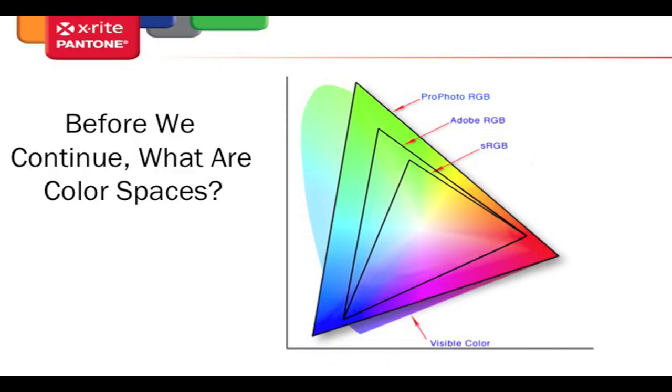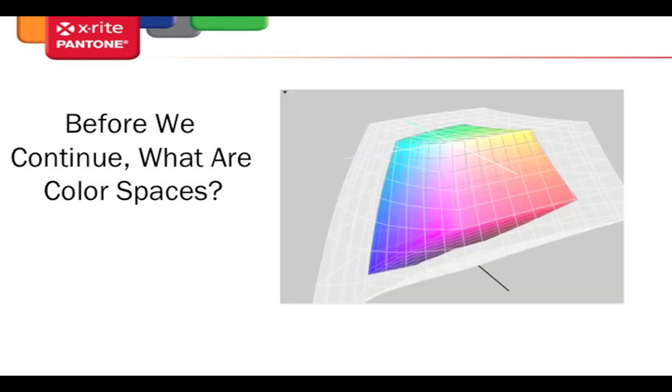Now before we continue, let's discuss color spaces a little bit, because this is something that really freaks people out. You've probably seen this chart before. This is a two-dimensional representation showing the relative sizes of sRGB, Adobe RGB, and ProPhoto RGB. However, keep in mind that these are actually three-dimensional spaces. This is a 3D plot of the Adobe RGB space inside ProPhoto RGB. So yes, it's bigger.